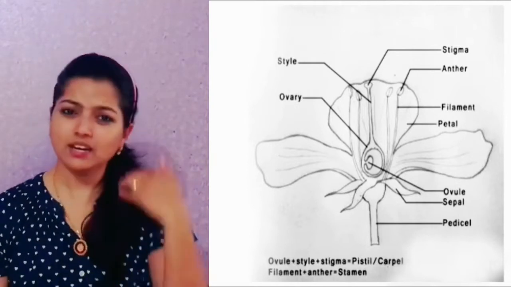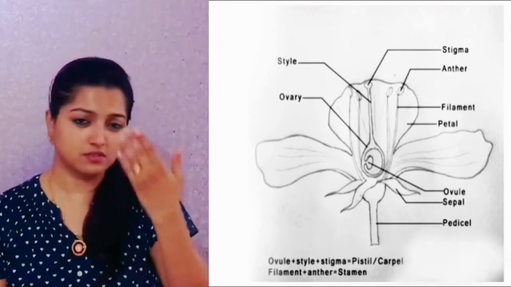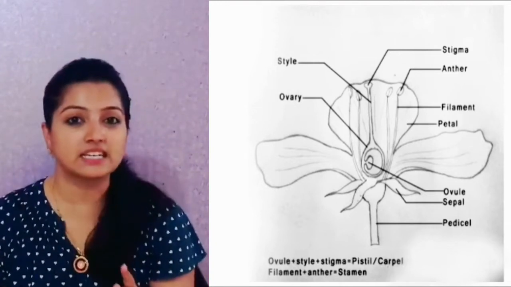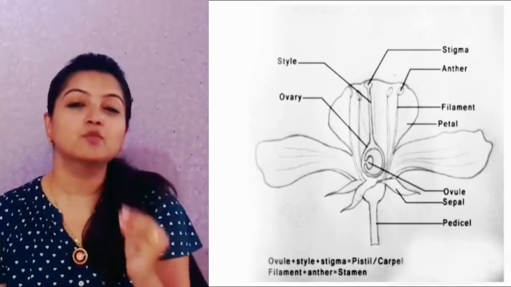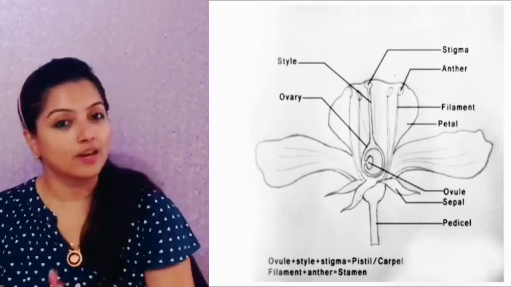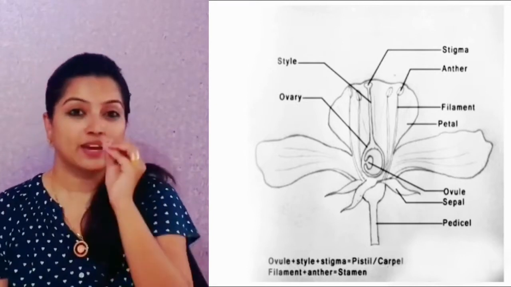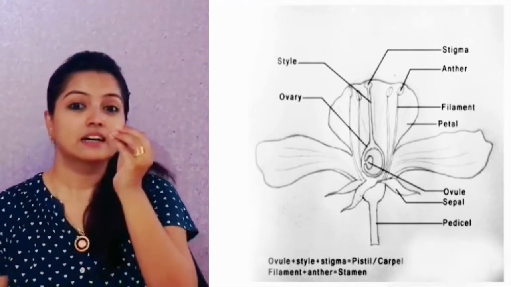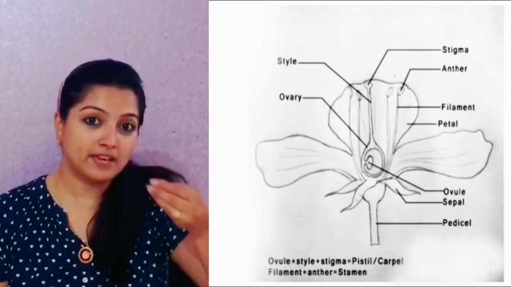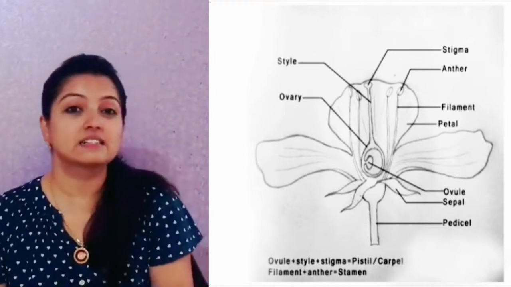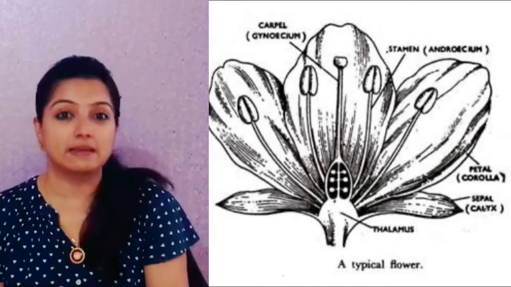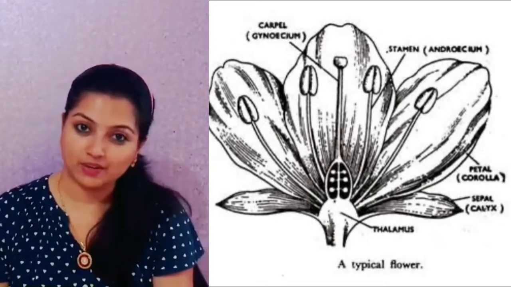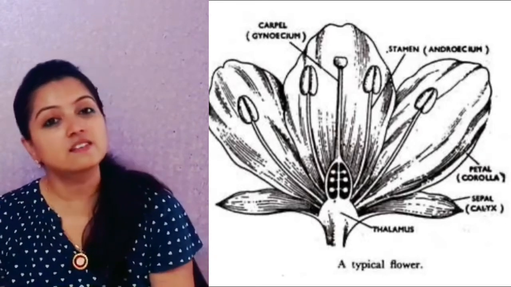Right, let's go into detail about all the four main parts of the flower. The first one that I said is calyx. Calyx is the outermost protective wall of the floral appendages. An individual appendage of calyx is termed as a sepal, and that is the reason we say calyx is also termed as sepal. Now what is the color of the calyx? It is green in color.